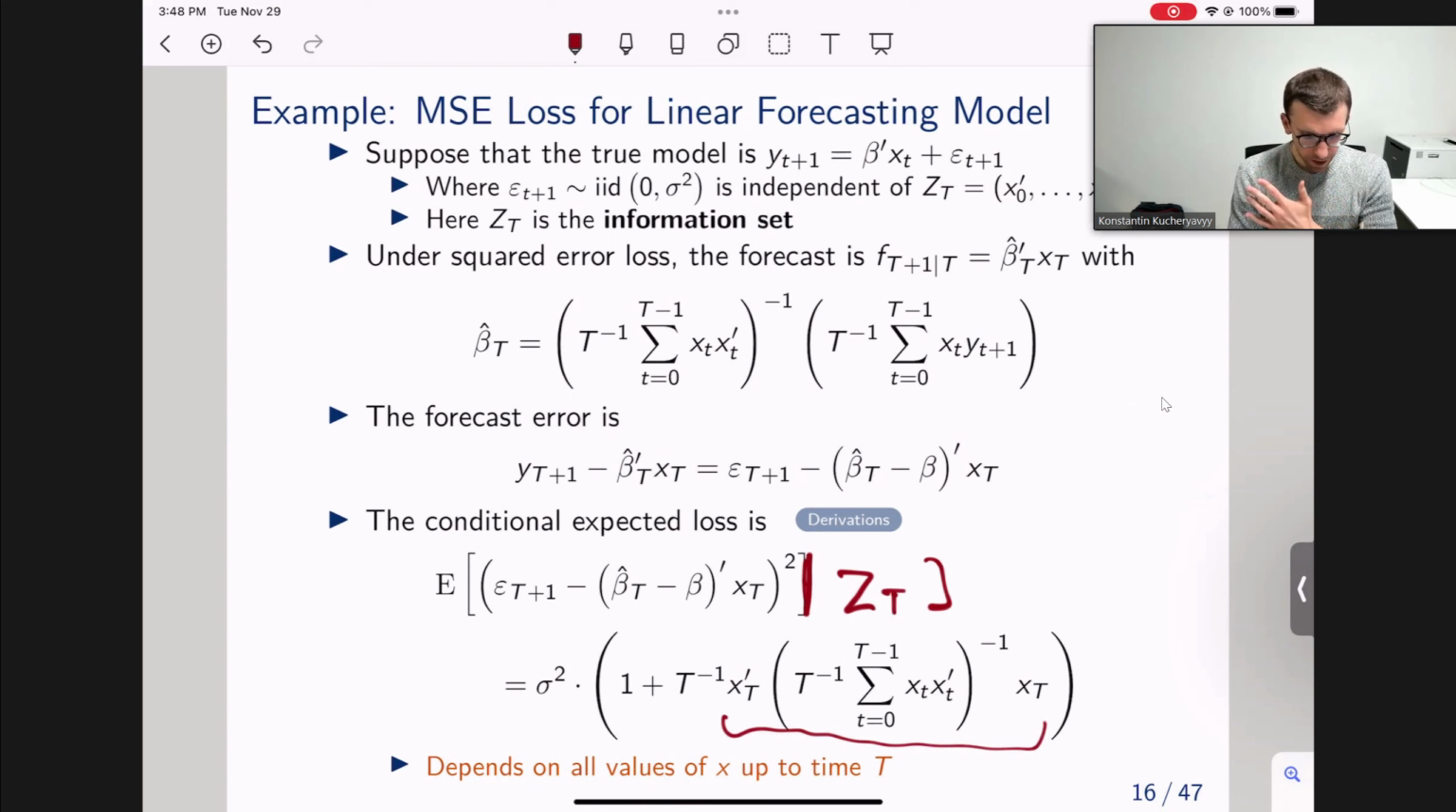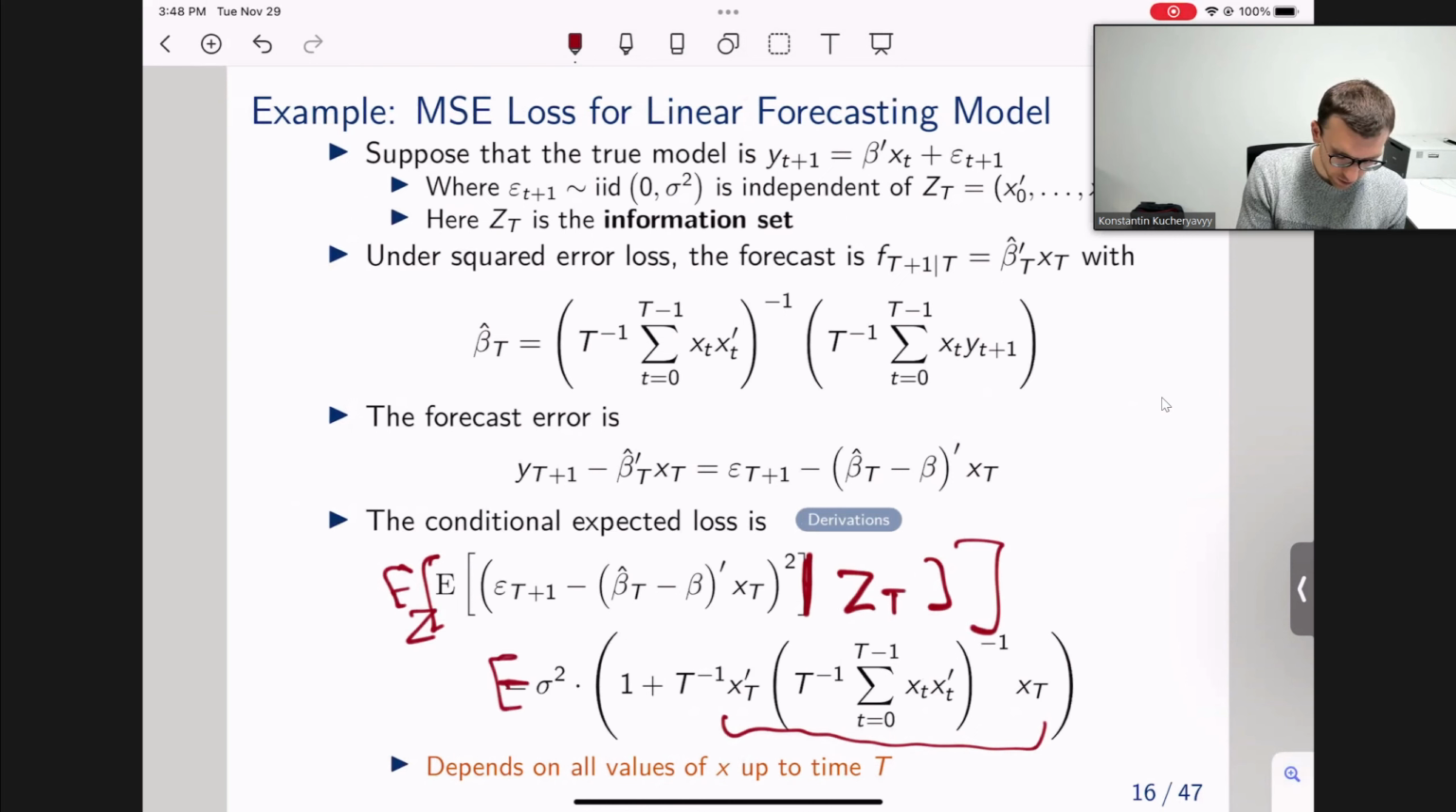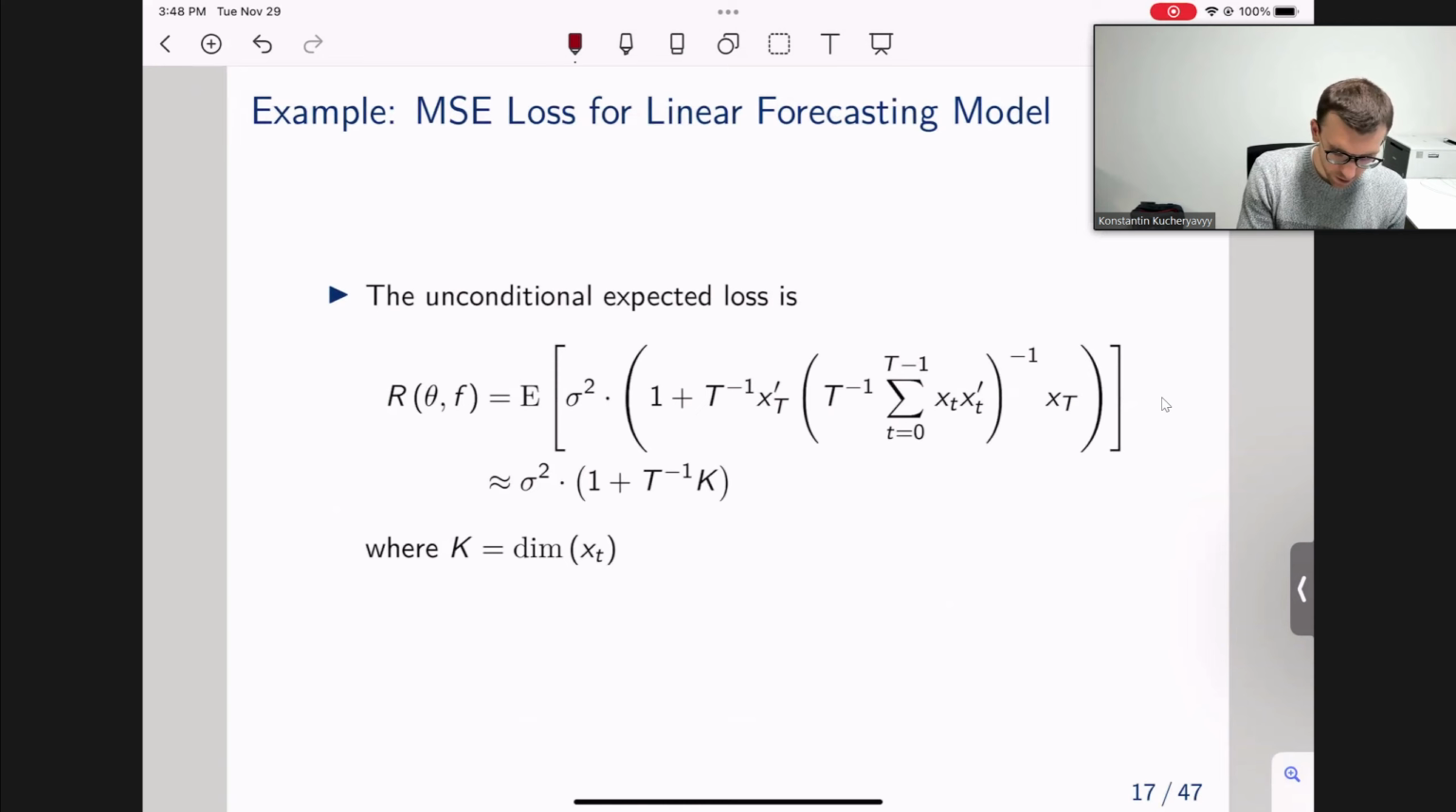And this is not risk, this is conditional expected loss. At the same time, the risk is when we take an integral over the data, so we are taking expectation over data here. And then we can calculate that it's approximately equal to this. Again, the derivations are at the end of the slides. And so here you see how it collapses to a simple expression that doesn't depend on the data.